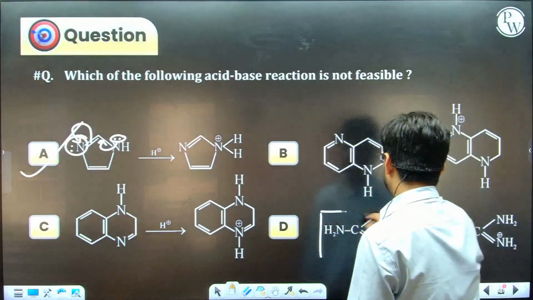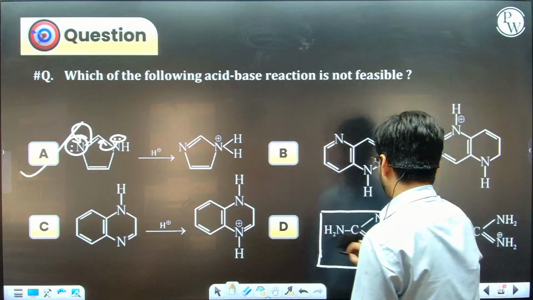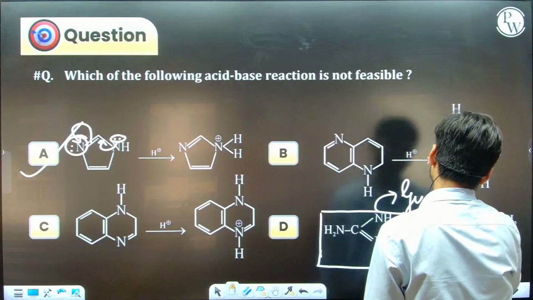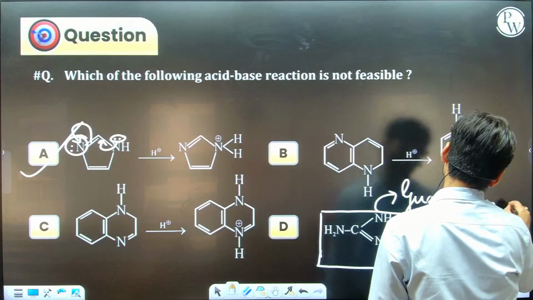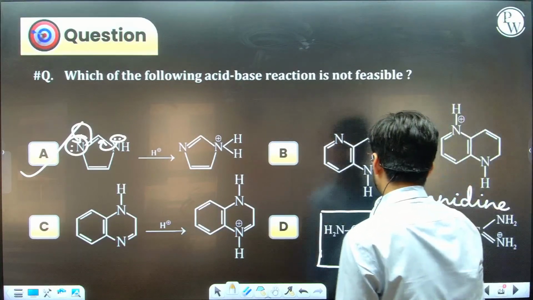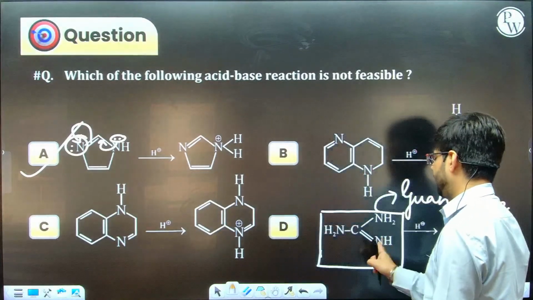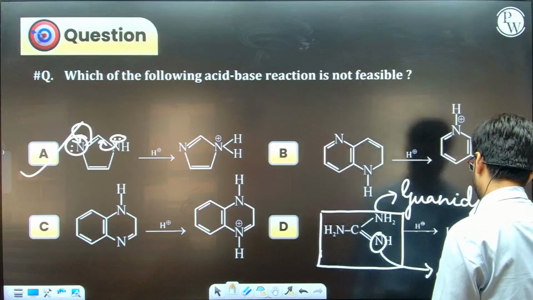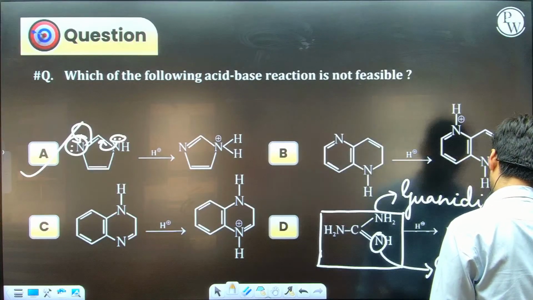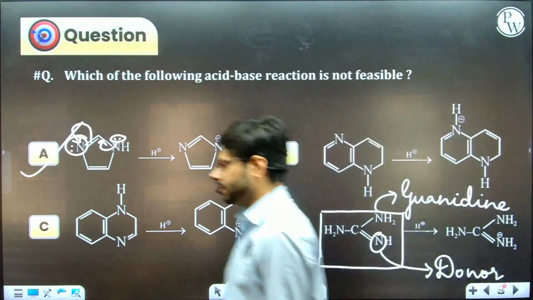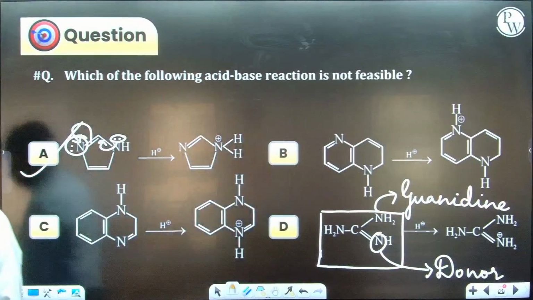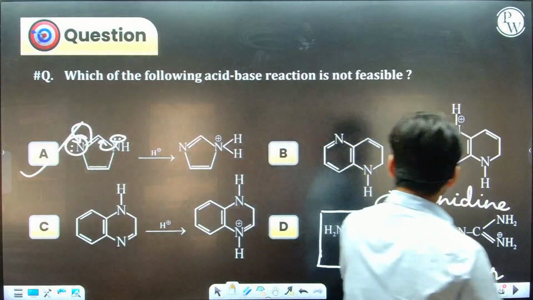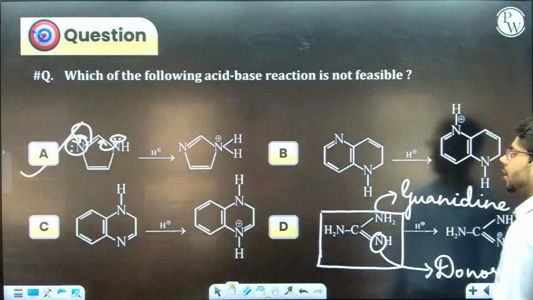One more thing, this compound is very important. It's called guanidine. You should remember its name. Guanidine is a highly basic compound. It's very basic, okay? And this acts as the donor. So guanidine is a very highly basic compound, and you should know the donor within guanidine. So this nitrogen atom is the donor. Very, very important.